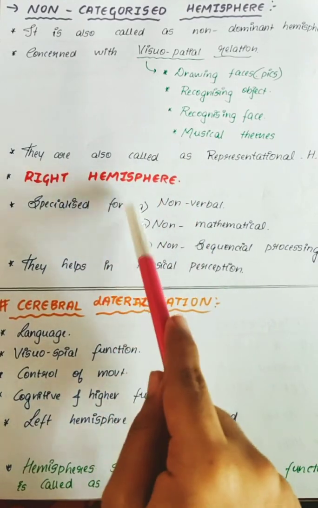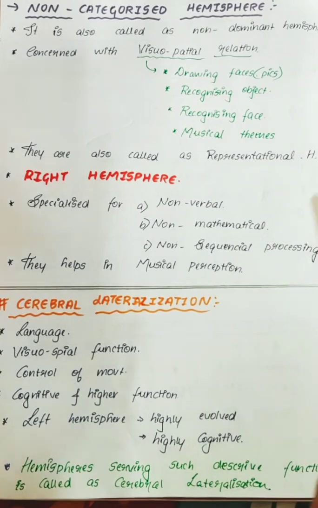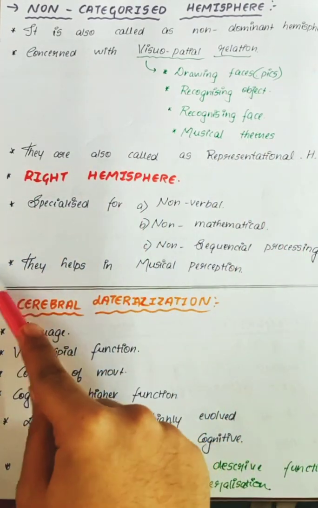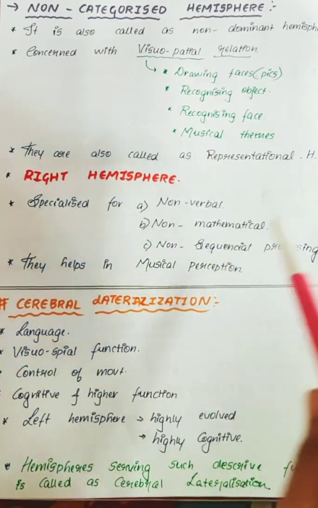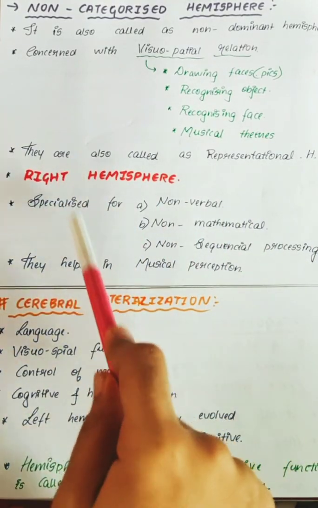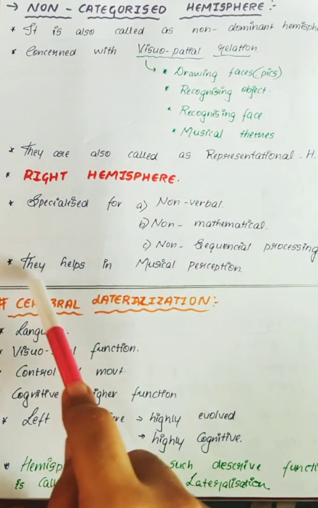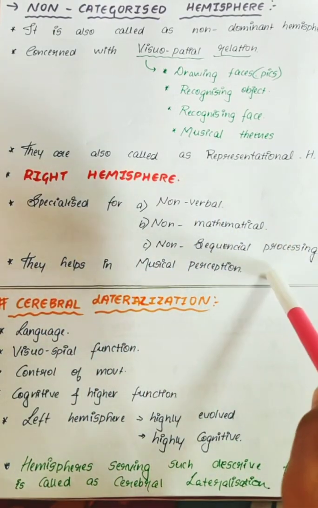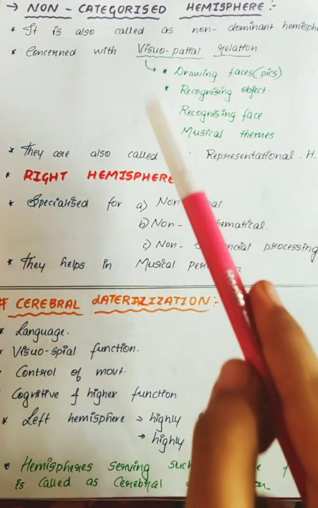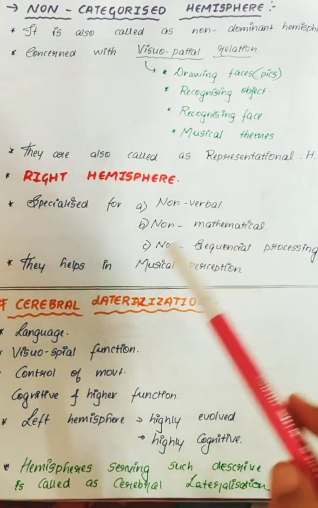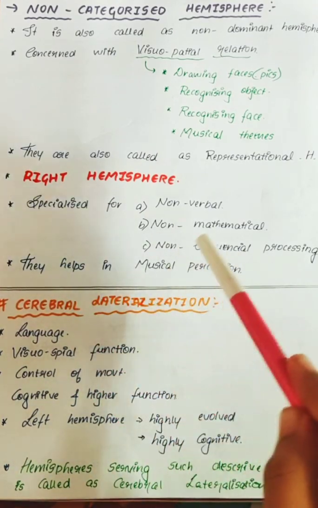It is specialized for non-verbal, non-mathematical, non-sequential processing, whereas the left hemisphere is concerned with verbal, mathematical, sequential processing. It mainly helps in musical perception, to identify songs, chorus and so on. The right hemisphere is mainly involved in this. Next we'll study cerebral lateralization. What do you mean by cerebral lateralization?